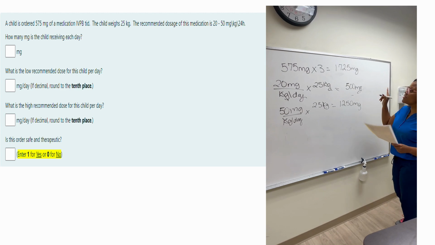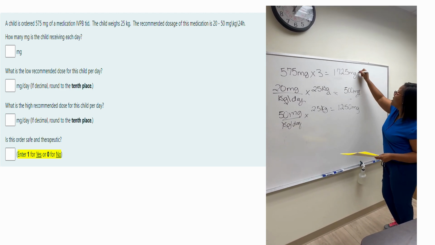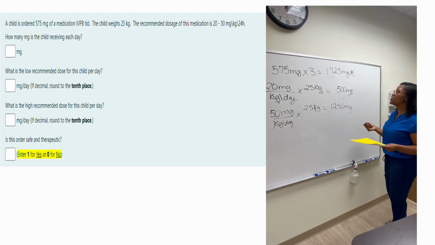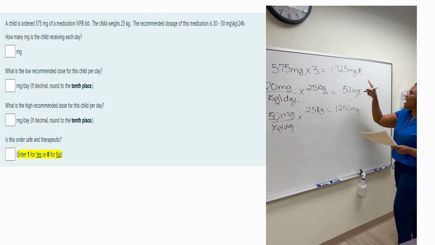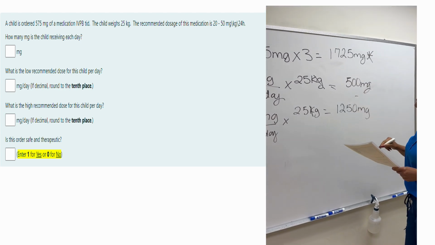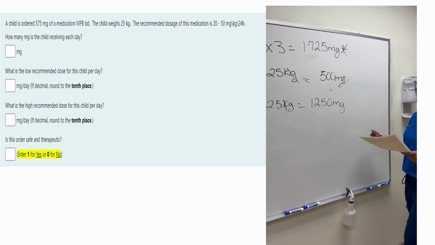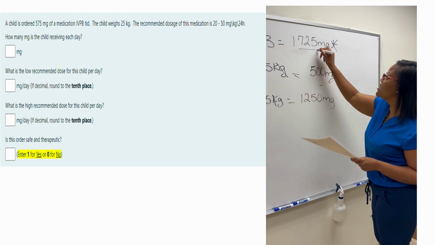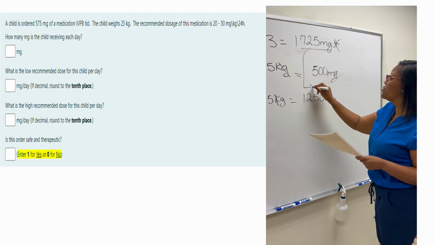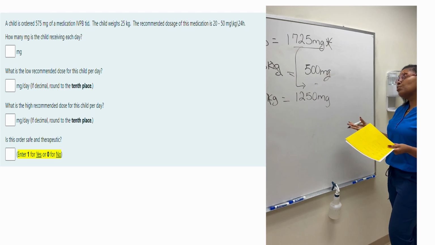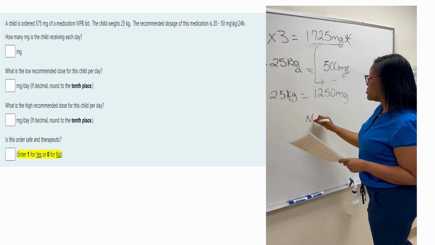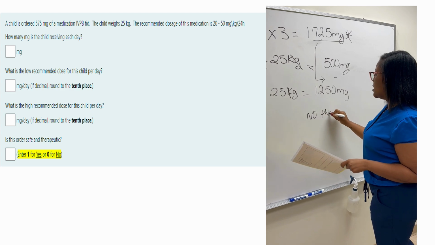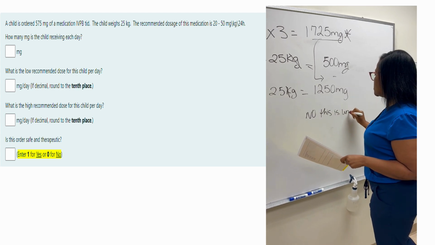So let's go back to the first part. The next question says, is this medication order safe? On our first question, we got that the patient was receiving 1725 mgs. So does 1725 fit into this range of 500 to 1250? No, it doesn't. So the answer is no. This dose is unsafe.